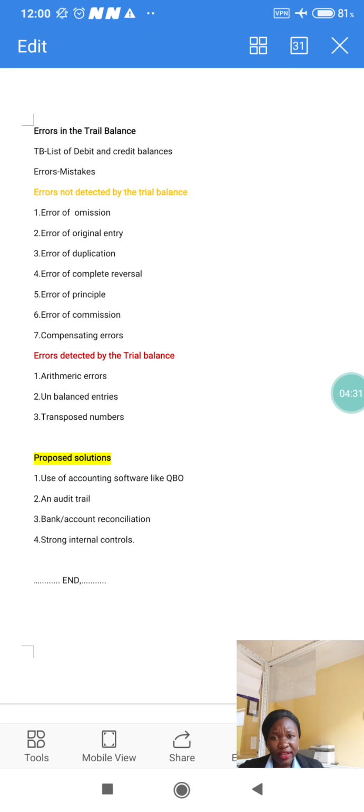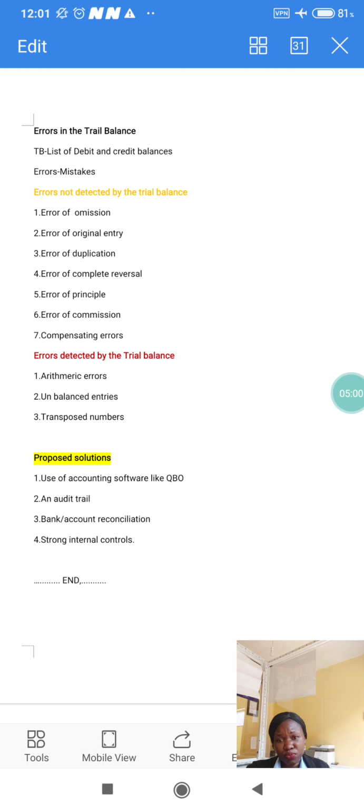Then we have an error like unbalanced entry. Remember the Bacabonova accounting double entry. For every double entry, there must be an equal and corresponding credit entry. If you make an entry on the debit side and there is no equal and corresponding credit entry in the appropriate account, it means the trial balance will not balance. That error will be easily detected by the trial balance.